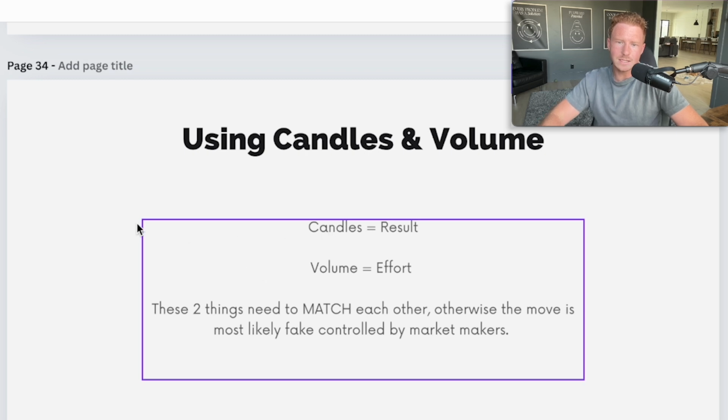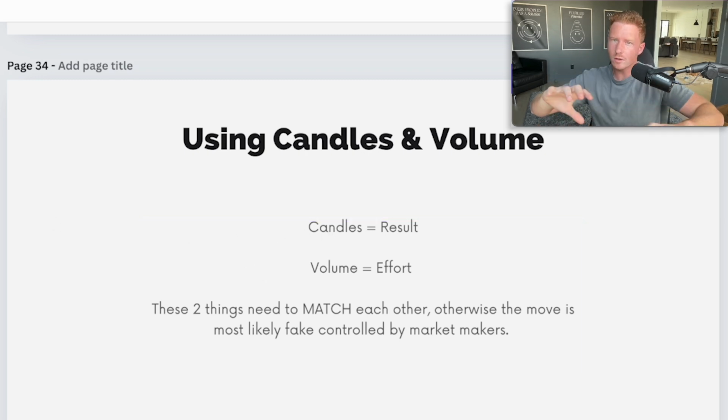The candles are the result. So we had all kinds of effort being pushed in, all kinds of effort. And then we see a candle that sells off. It's a red candle, but based on the amount of effort that was put in, they should have got a way bigger result, right? The effort needs to match the result for you to accurately decide what's going to happen.